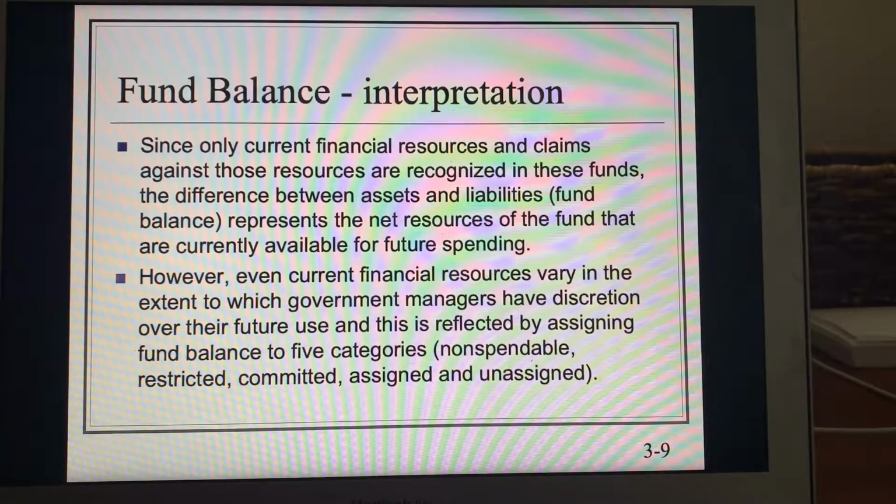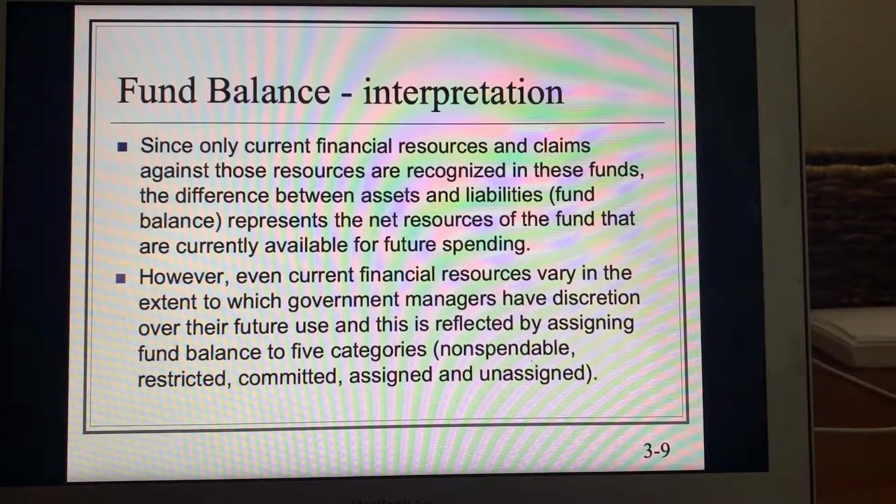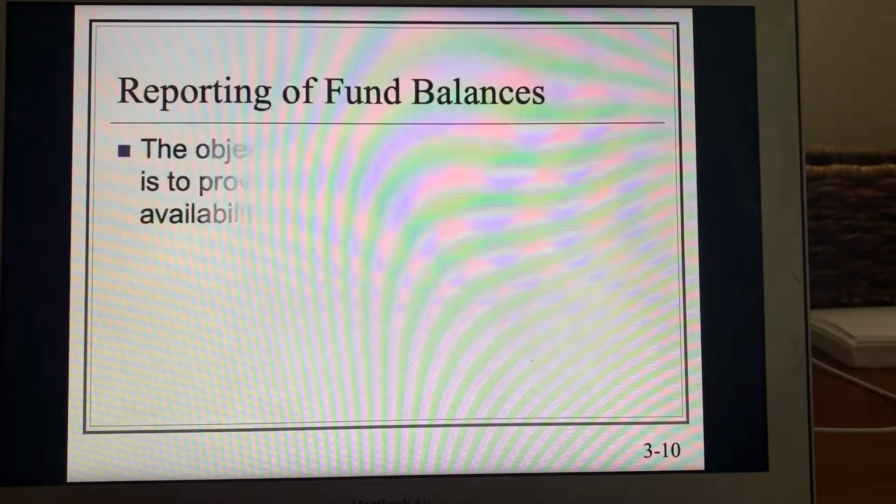So interpretation: since only current financial resources and claims against those resources are recognized in these funds, the difference between assets and liabilities, or the fund balance, represents the net resources of the fund that are currently available for future spending. However, even current financial resources vary in the extent to which government managers have discretion over their future use, and this is reflected by assigning fund balance to 5 categories: non-spendable, restricted, committed, assigned, and unassigned. So those are the categories.